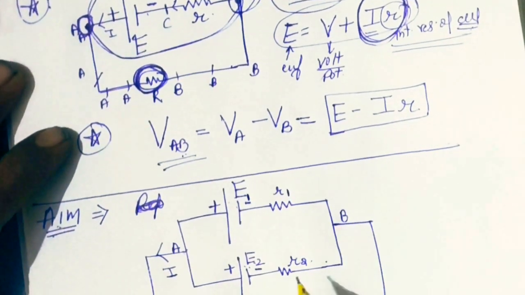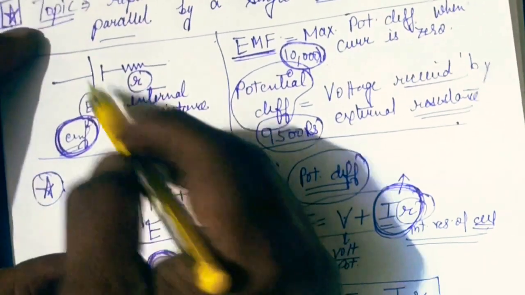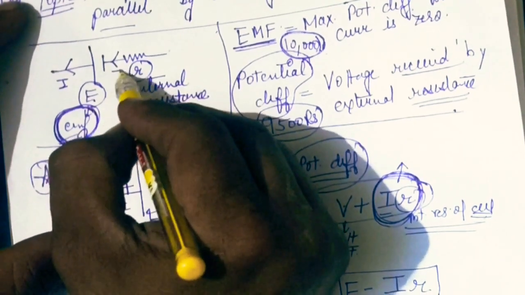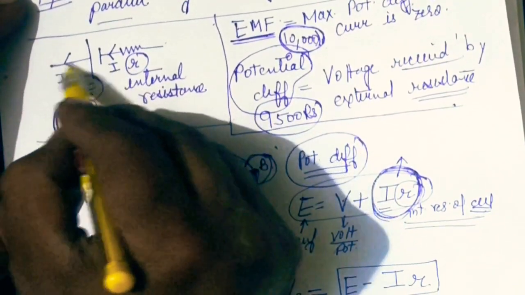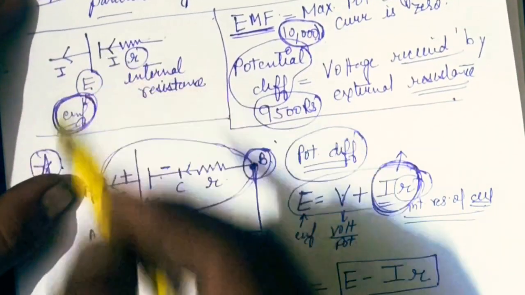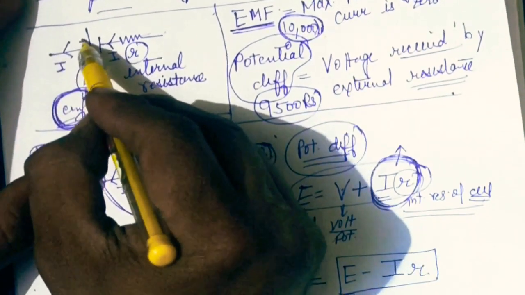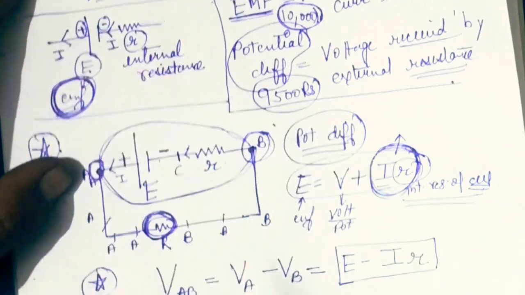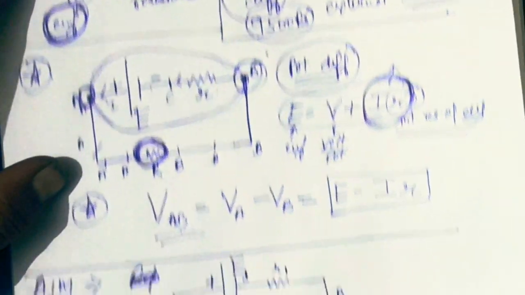If I draw a single cell like this, then also we show current like this. The current is going out from this side and coming in from this side, because this side is positive, and the positive side generates current and the negative side terminates current. So I'll take the liberty.